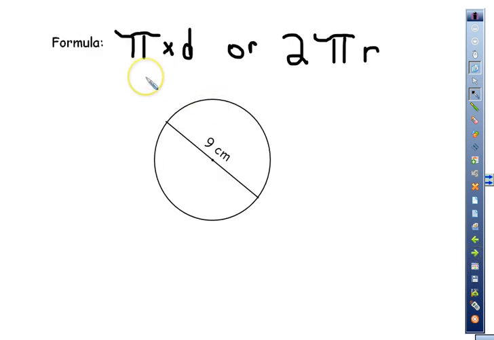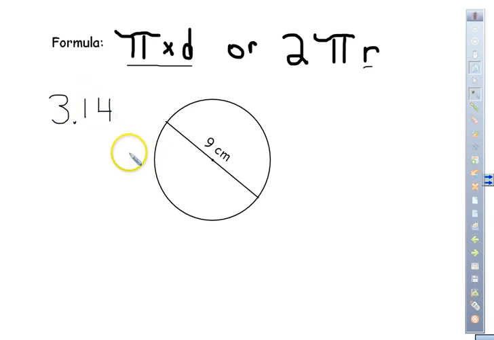Well, for the circumference formula, there are actually 2 possibilities. One is pi times the diameter, or if you're given the radius, then you would use this formula: 2 times pi times the radius. Remember again, 3.14 is what you're going to use for pi. That's what you're going to use for this value right here. There is a pi button on your calculator. Can you use that? Yes, you can.